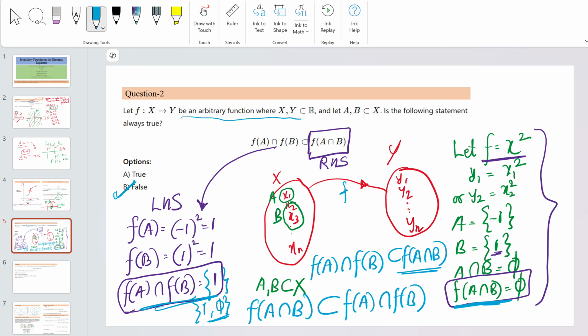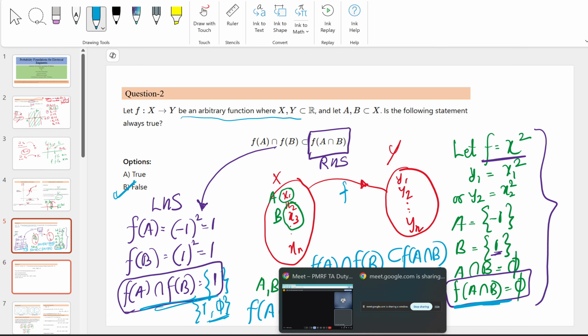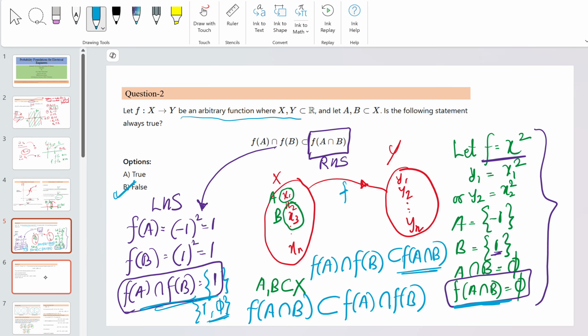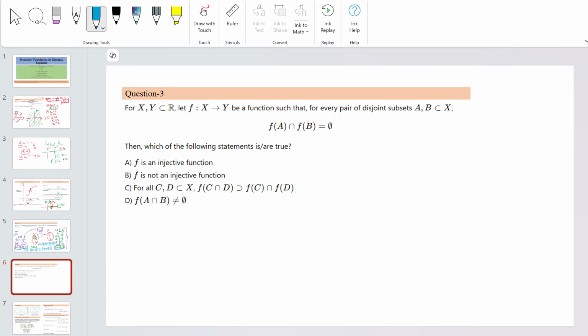Any doubt? Any doubt in this? Okay, let's move forward. Try to solve this problem. This is a very important problem, and for this purpose I wanted to give a few important concepts. Take your time and let me know if you face any doubt.